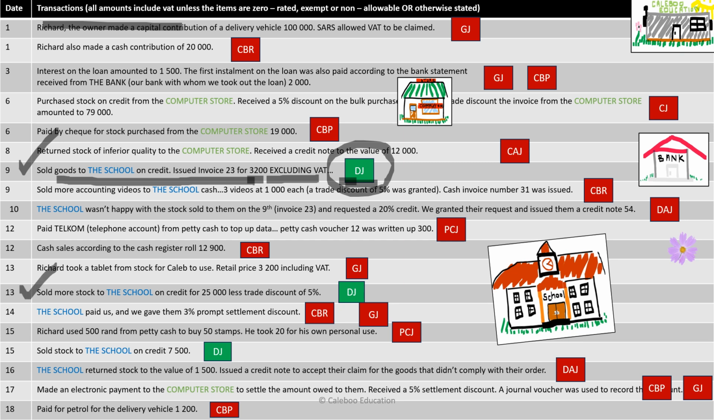There's another transaction on the 13th. There's a sale for 25,000, but the school was given a trade discount of 5%. We will check out how to record that. Then just another credit sale, 7,500. That amount includes VAT.